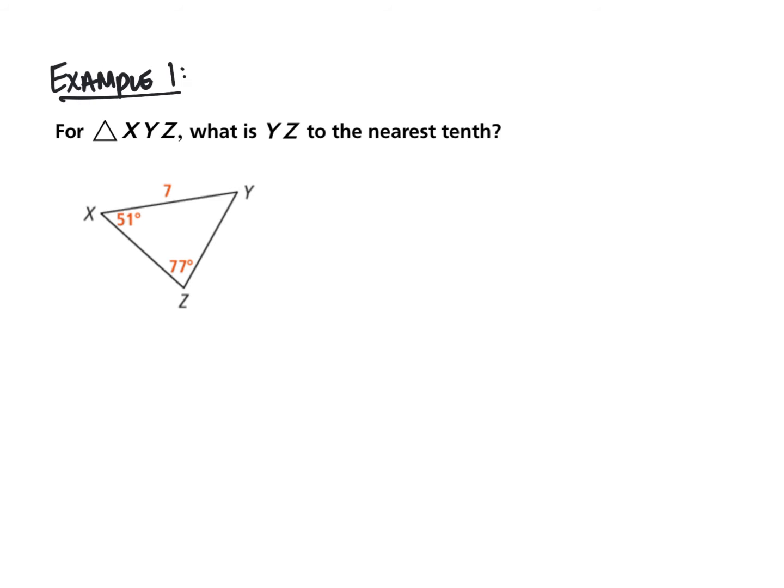In this first example problem, it says, what is YZ to the nearest tenth? So we're looking for the length of this side, and it's giving us a little bit of information. It's telling us two angle measures and this side right here.